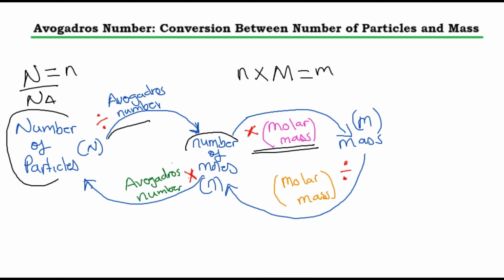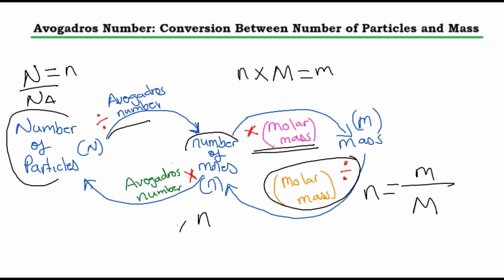What about the other way around? If I'm moving from the mass and going to the number of moles, I first divide the mass by the molar mass. So mass divided by the molar mass is equal to the number of moles. Once I get my number of moles, if I want to get the number of particles, I say number of moles multiplied by the Avogadro's number is equal to the number of particles. So this is what we'll be using throughout our discussion.